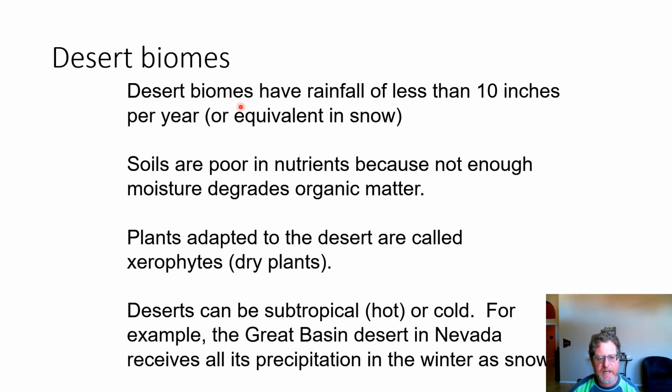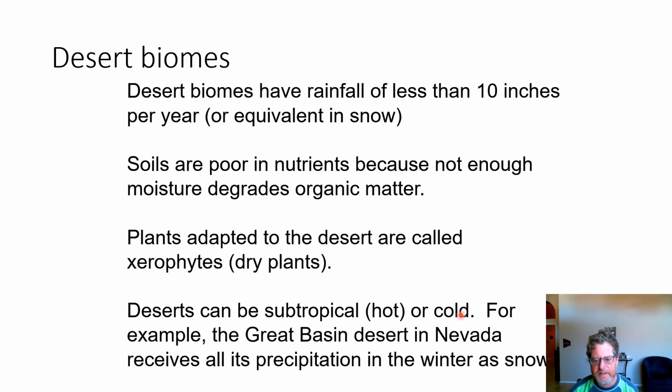In the desert biomes, we'll focus on the desert biomes, they'll have less than 10 inches of rainfall a year, or the equivalent in snowfall, so they have low precipitation. The soils are poor in nutrients because moisture prevents organic matter from degrading. And plants adapted to the desert are called xerophytes. We'll look at xerophytic plants in this course. And deserts can be hot or cold.